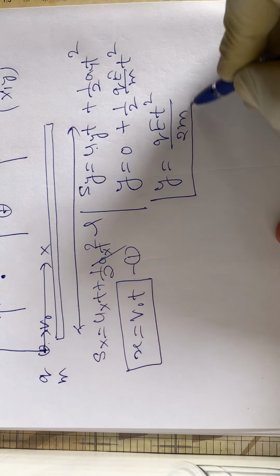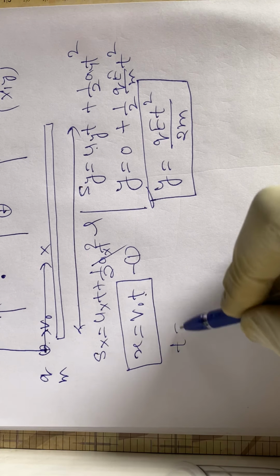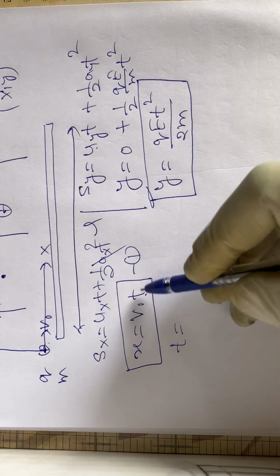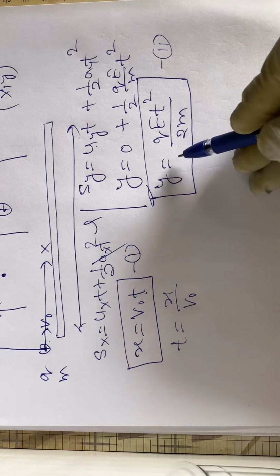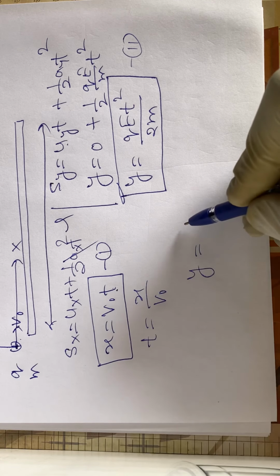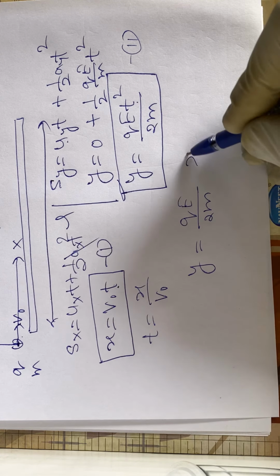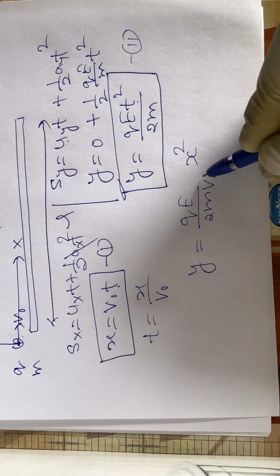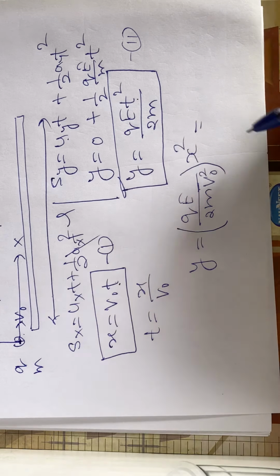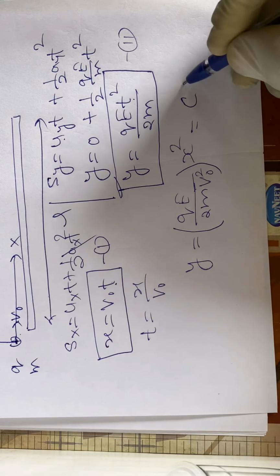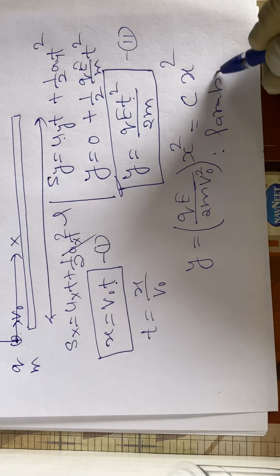Now, in order to get the equation of the trajectory, we can put the value of t in this equation. From the first equation, t comes out to be x upon v naught. Substituting here, y is qE upon 2m into x square upon v naught square, which comes out to be qE upon 2m v naught square, some constant times x square. That is the equation of a parabola.